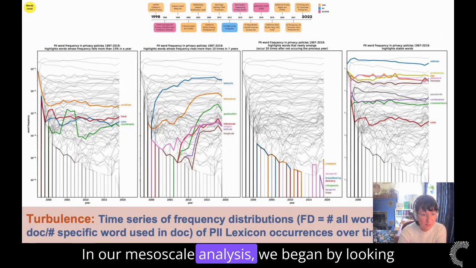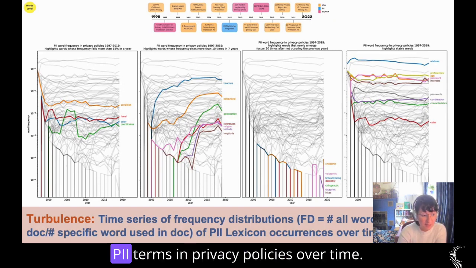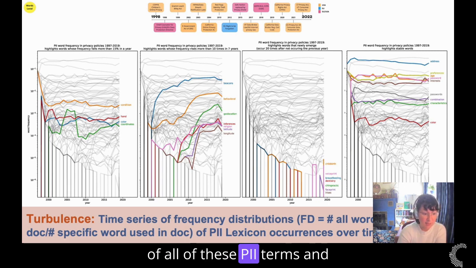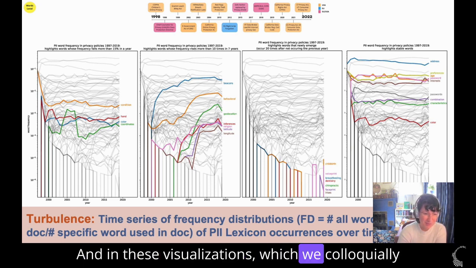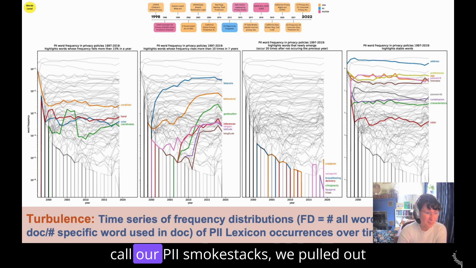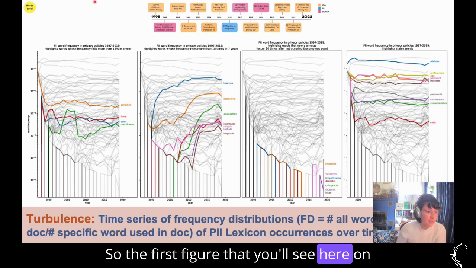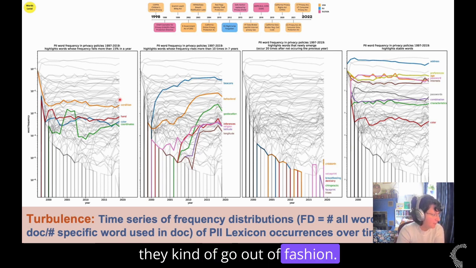In our mesoscale analysis, we began by looking at the word level and investigating turbulence of PII terms in privacy policies over time. Essentially, we took a frequency distribution of all of these PII terms and looked at them on a time series. In these visualizations, which we colloquially call our PII smokestacks, we pulled out some words that fit certain conditions. The first figure here on the left shows words that fall rapidly, so they kind of go out of fashion.